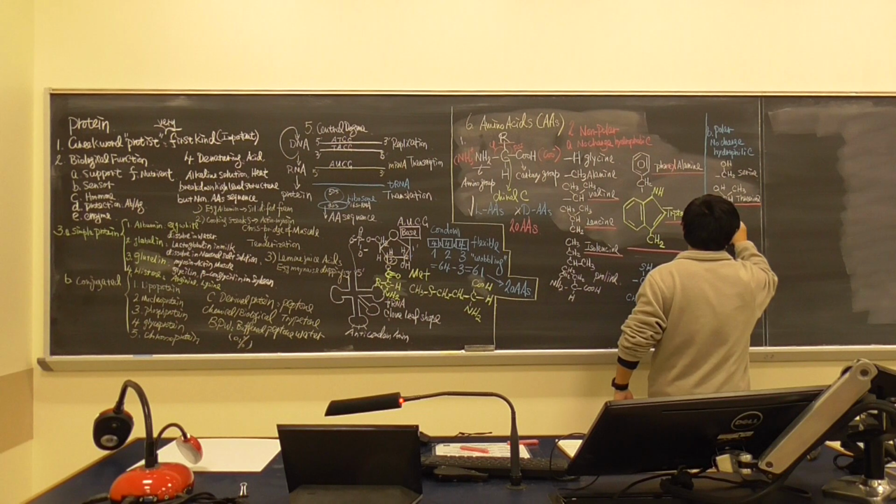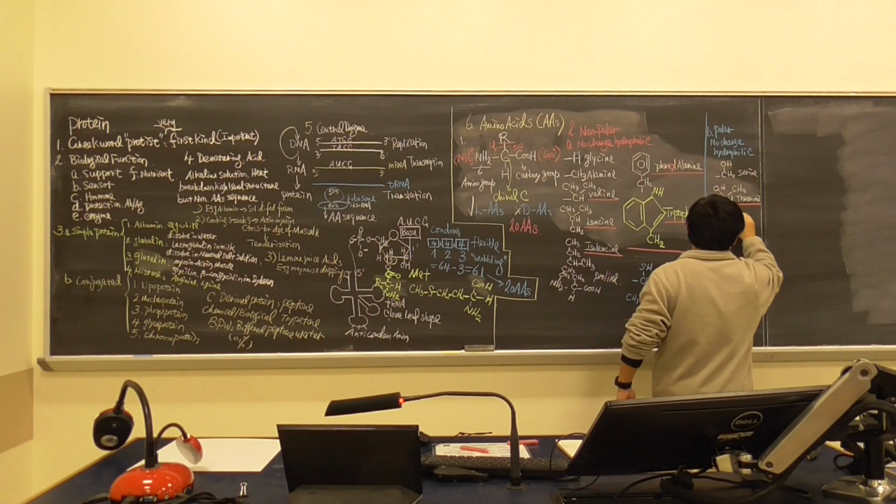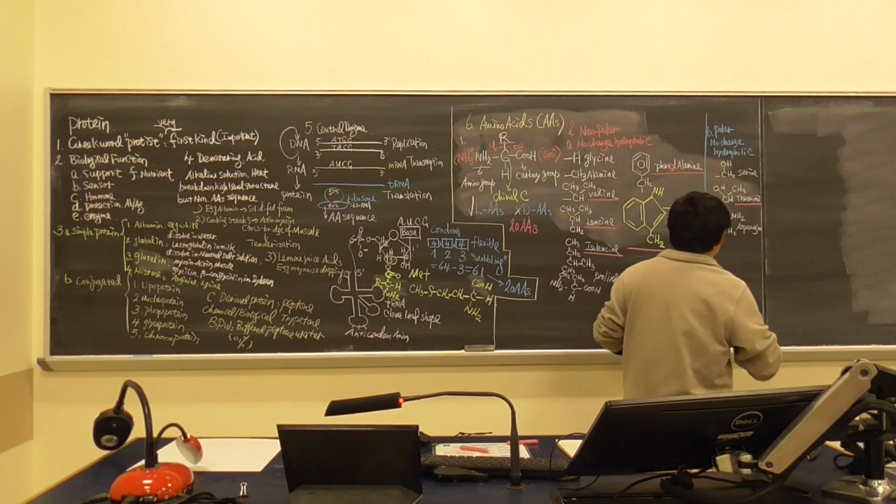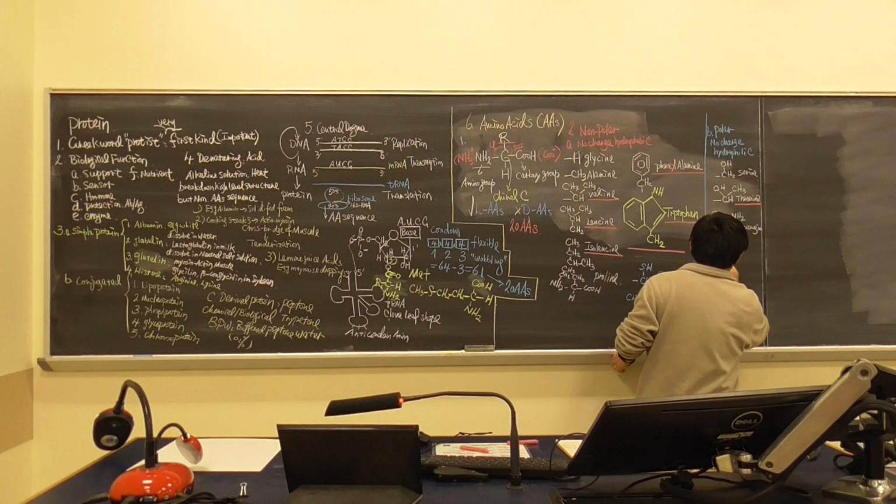Now, next couple. CH2, CNH2, this is asparagine. And then the next one is CH2, CH2, CONH2, this is glutamine.